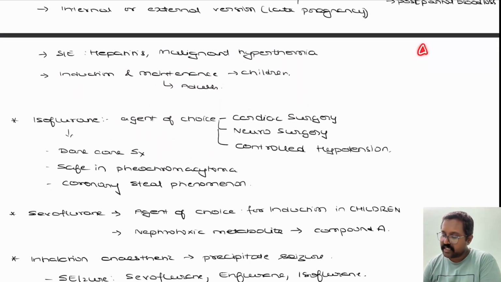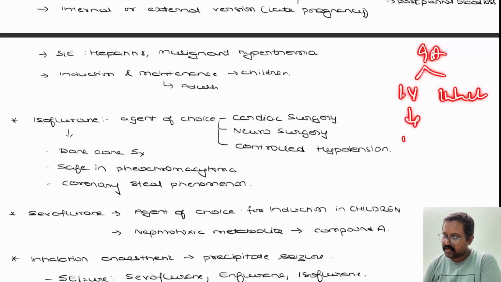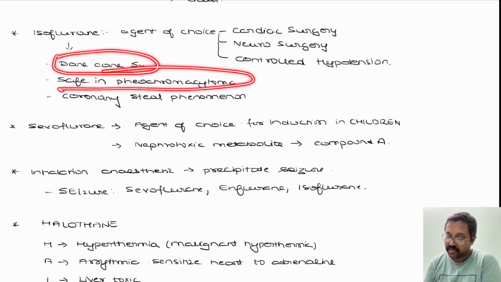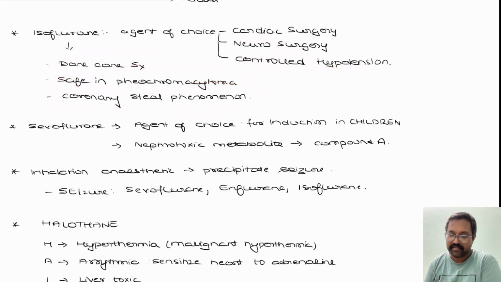So basically, in general anesthesia, what happens is IV anesthetic and the inhalational. IV anesthetic is used for induction and inhalational is used for maintenance. So coming to isoflurane, it is an agent of choice in three conditions. Those are any cardiac surgery, neurosurgery, and controlled hypotension. It is also used in daycare surgery, safe in case of pheochromocytoma, and it causes coronary steal phenomenon.